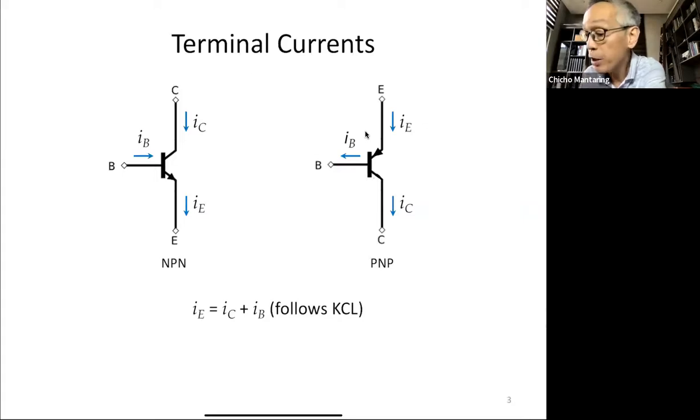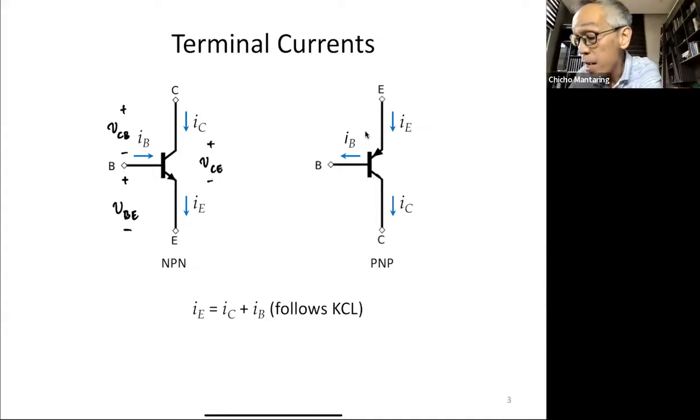Okay, with respect to the voltages, the terminal voltages for your NPN are as follows. From collector to base, we have VCB. From base to emitter, we have VBE. And from collector to emitter, we have VCE. That is how we describe the terminal voltages of your NPN.